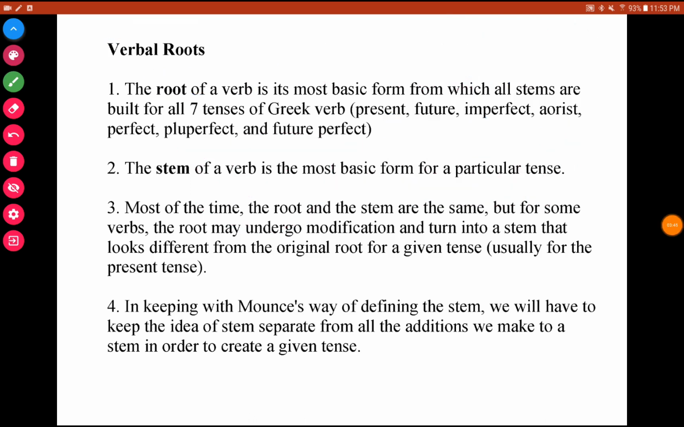So let me clear the board and just remind ourselves of this rule that most of the time the root and the stem are the same, like with a verb like luo, but for some verbs the root may undergo modification and turn into a stem that looks different from the original root for a given tense. And that's usually the present tense, or what we call the lexical form.